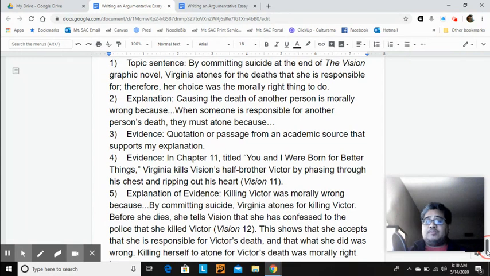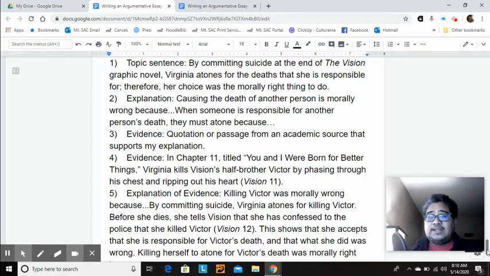I'll need to provide explanation. Causing the death of another person is morally wrong because, and provide my explanation and logic and reasoning for why I believe that and why I think readers should agree with me. When someone is responsible for another person's death, they must atone because, so they must make amends, they must make an apology, of course, and strive to fix the wrongs that they've committed as best as they can. Again, provide my explanation and reasoning on why I believe that and why I think readers should agree with me.